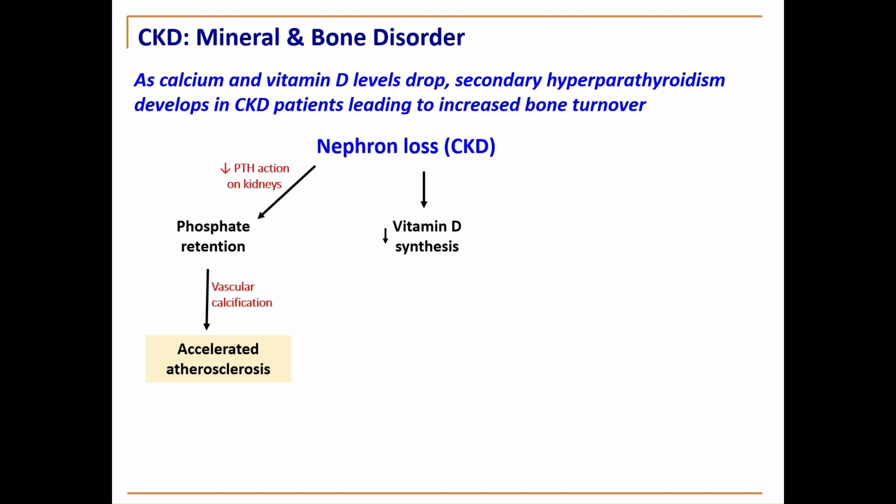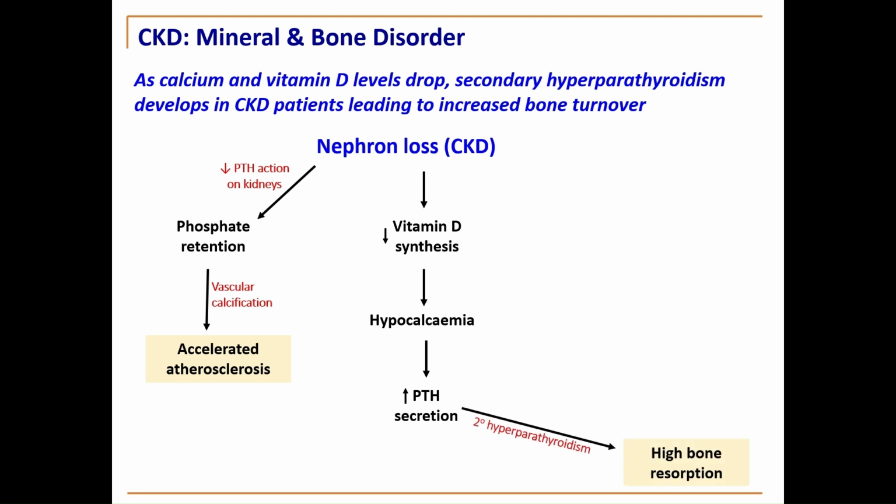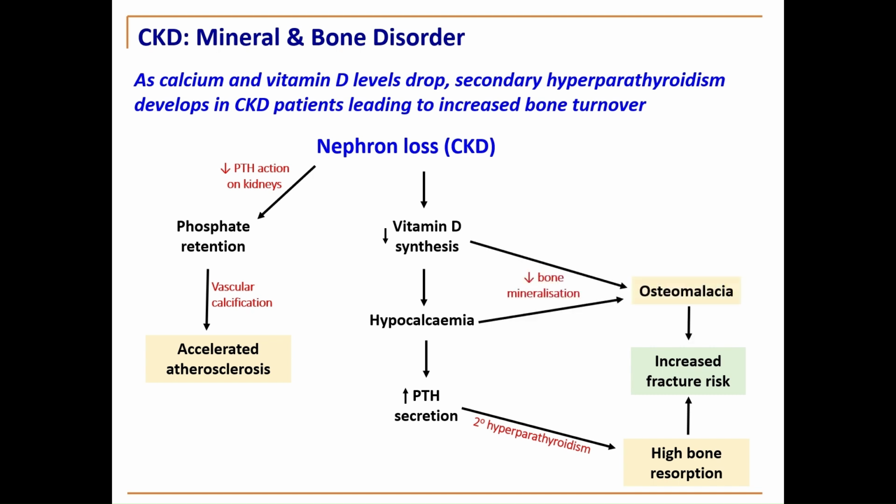The nephron loss means the PTH can't activate your vitamin D, so the decrease in vitamin D means we can't absorb as much calcium in the gut, leading to hypocalcemia, and that hypocalcemia drives more PTH secretion, which is your secondary hyperparathyroidism, and that triggers bone resorption, and that bone resorption increases your fracture risk because you're resorbing bone, making it weaker. The hypocalcemia and the drop in vitamin D lead to decreased bone mineralization, and that is osteomalacia, so it's weakened bone through less mineralization, increasing that fracture risk.